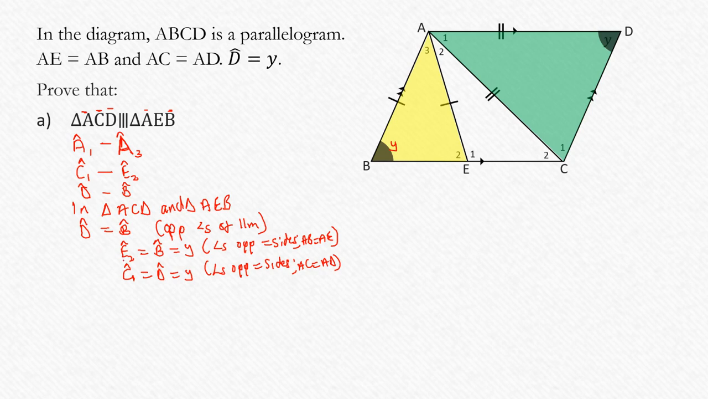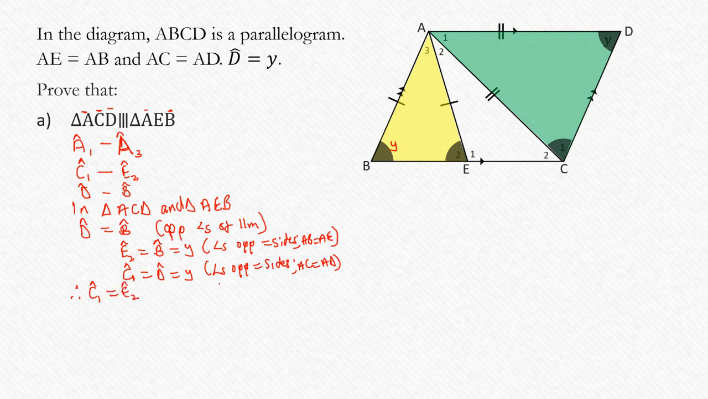We can say that therefore C1, remember, starting with triangle ACD. So therefore C1 is equal to E2, because both of them are equal to Y. So C1 is equal to what? E2. C1 is equal to E2 because they are both equal to Y. So there we can write it and say, therefore, C1 is equal to E2.